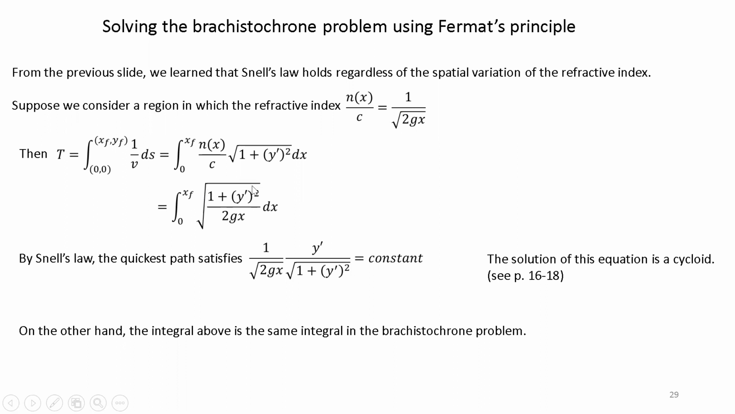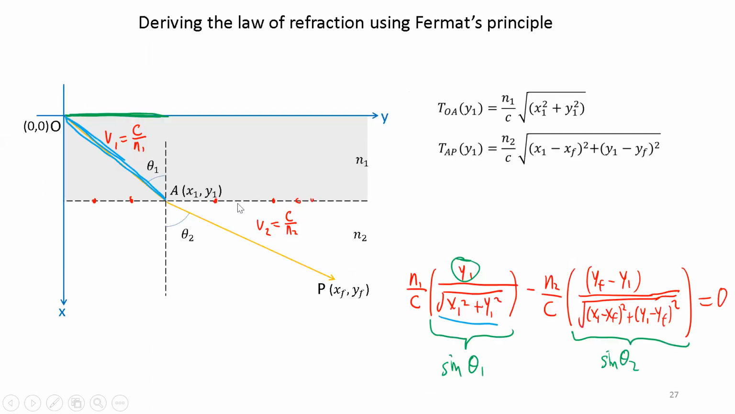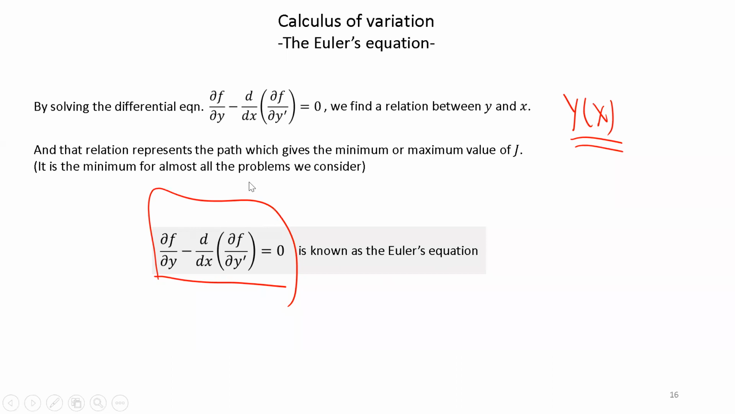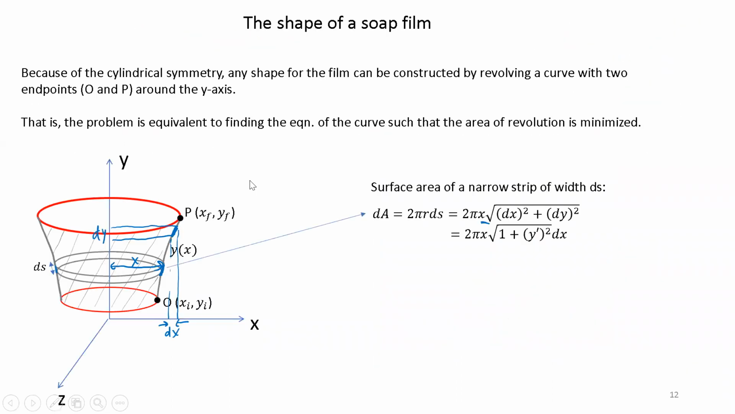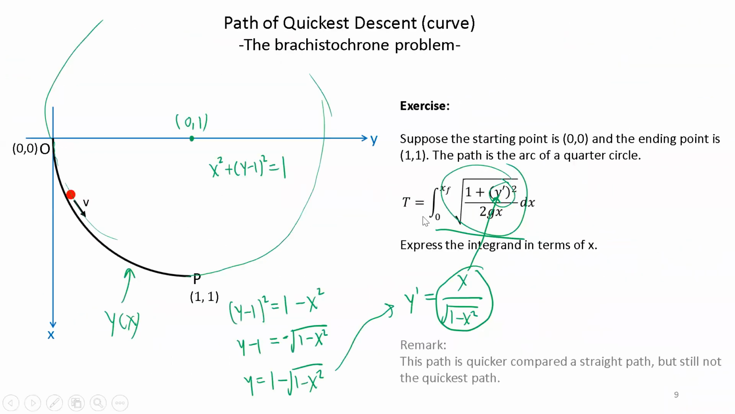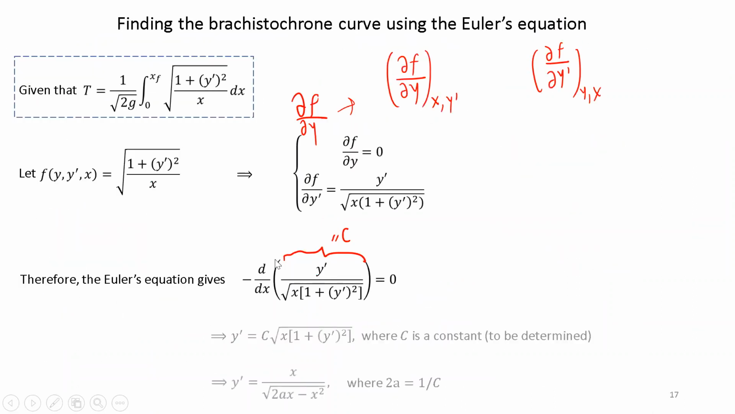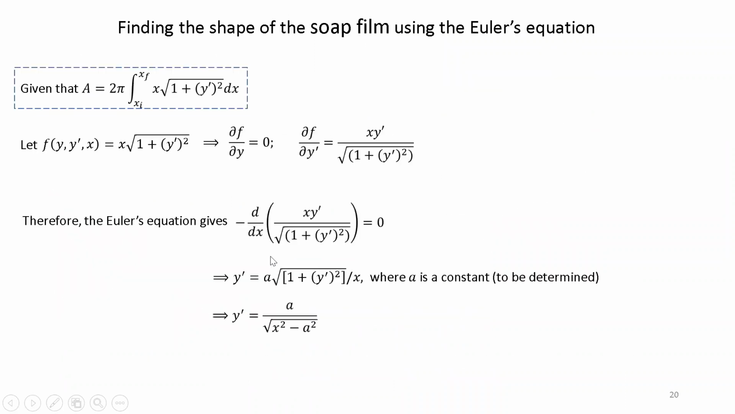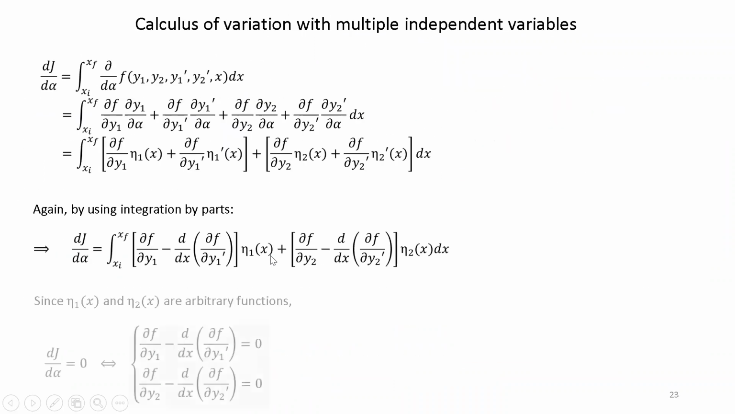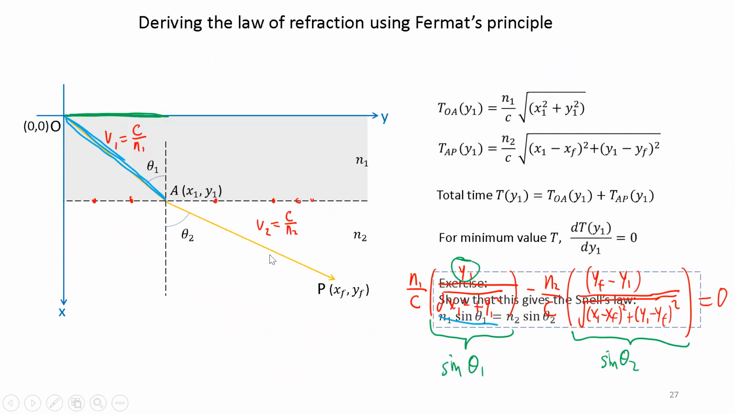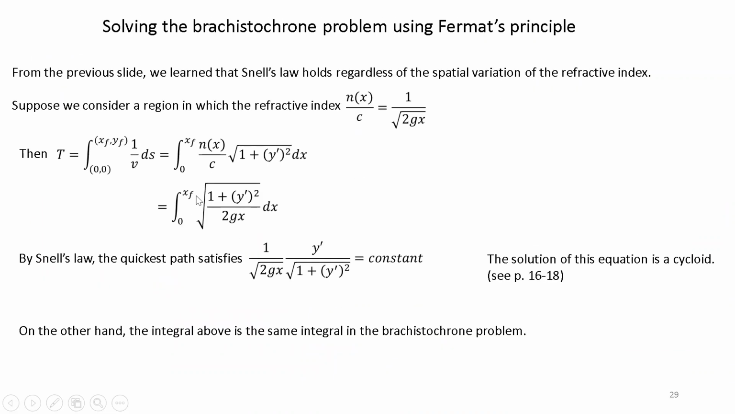And now, if you look at this integral and go back to the Brachistochrone problem, you realize that we are actually dealing with the same integral. In the Brachistochrone problem, we are also trying to minimize the same integral. So now that in the light traveling problem we have the same integral, we know that the solution is given by Snell's law.